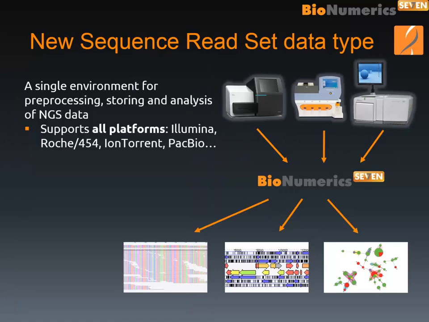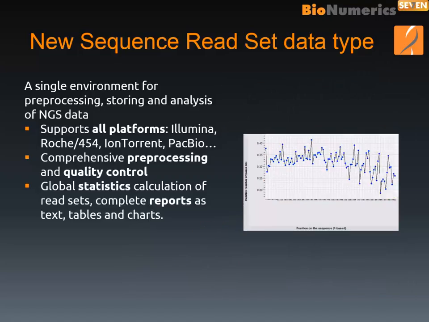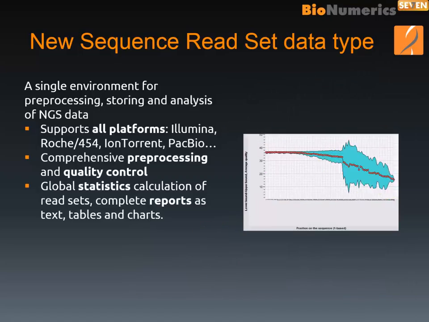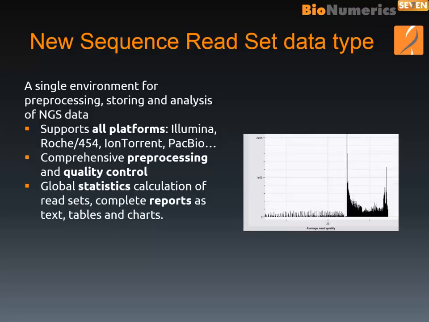To provide all the necessary tools to handle next-generation sequencing data, the sequence data module now includes the sequence readset data type. This data type supports all commonly used sequencing platforms and allows for comprehensive pre-processing and quality control in demultiplexing, handling of paired end reads, trimming, and chimera detection. Several tools are present for the calculation of global statistics and the creation of complete reports and visualizations.